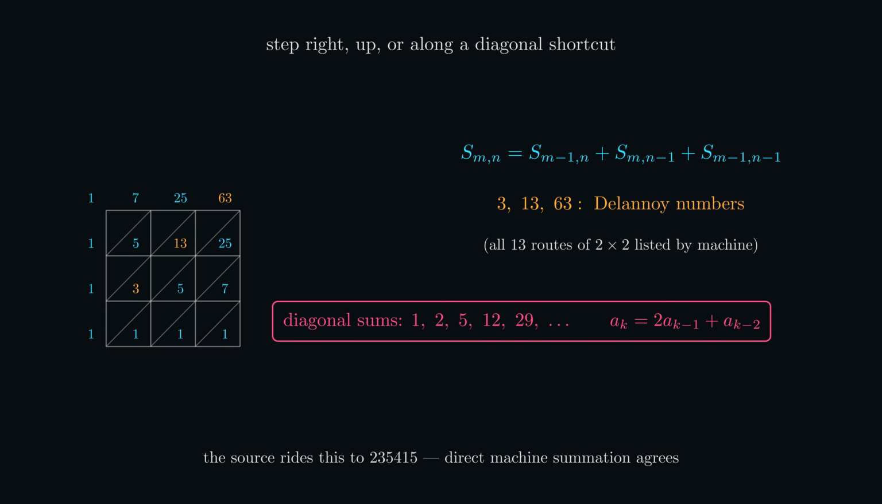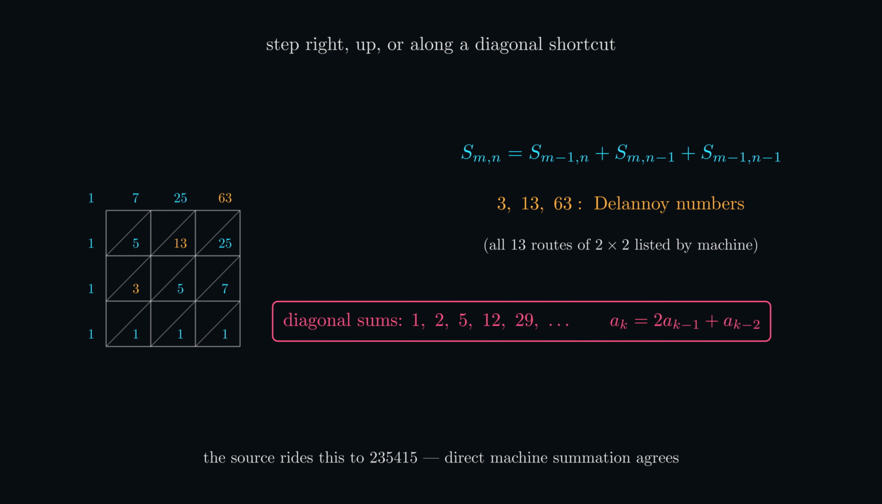1, 13, 13, then 63. These are the Delannoy numbers. 3, 13, 63 ways for 1, 2, 3 blocks square. We listed all 13 routes of the 2 by 2 case by machine, 13, as the film promised.